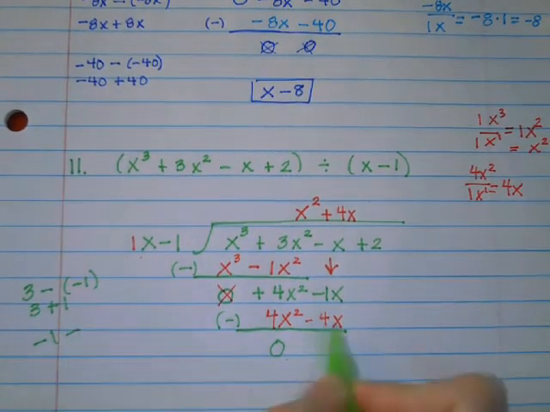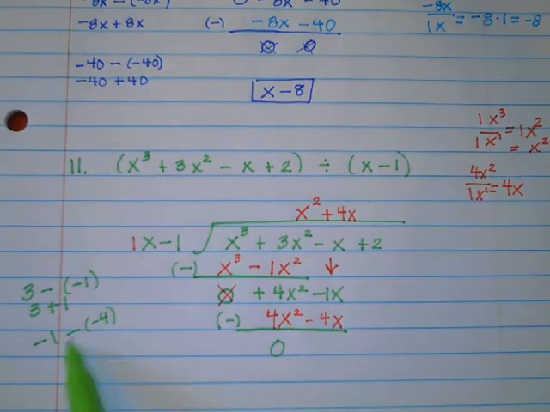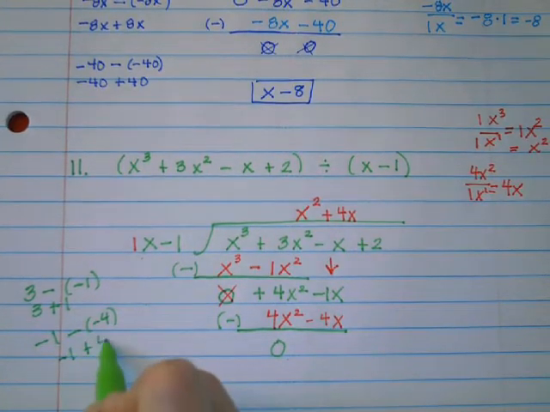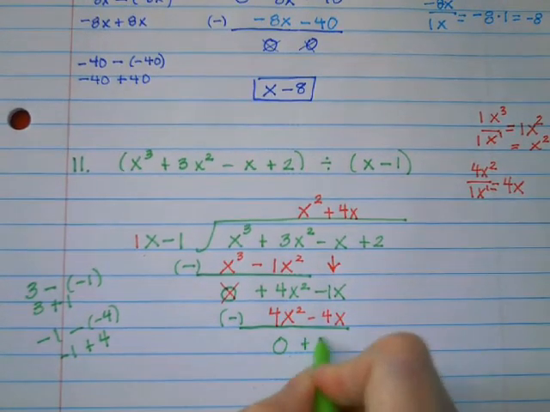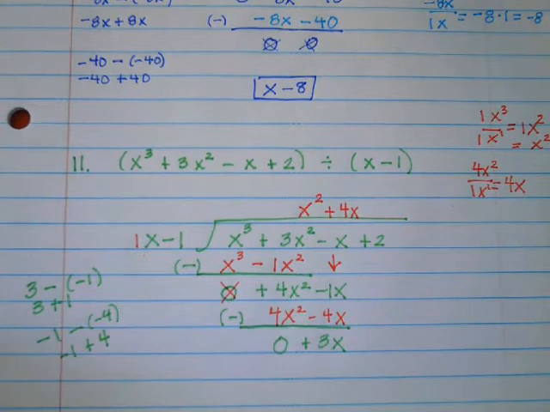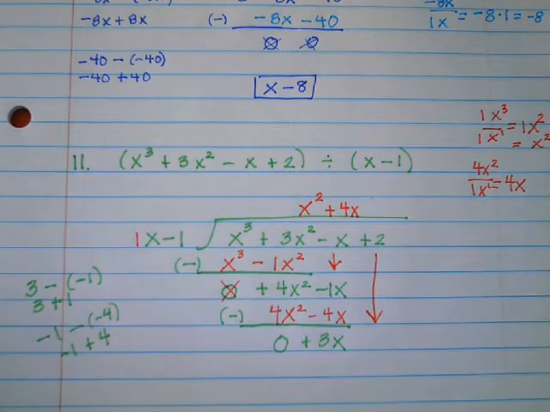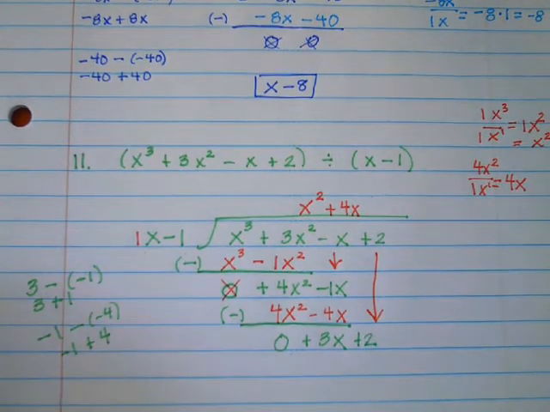minus negative 4. So remember, this minus minus makes a positive. So negative 1 plus 4, which is a positive 3. So a positive 3x. We'll put this back. Positive 3x. We will now bring down our final term, which is a positive 2. And then we start our process all over again.